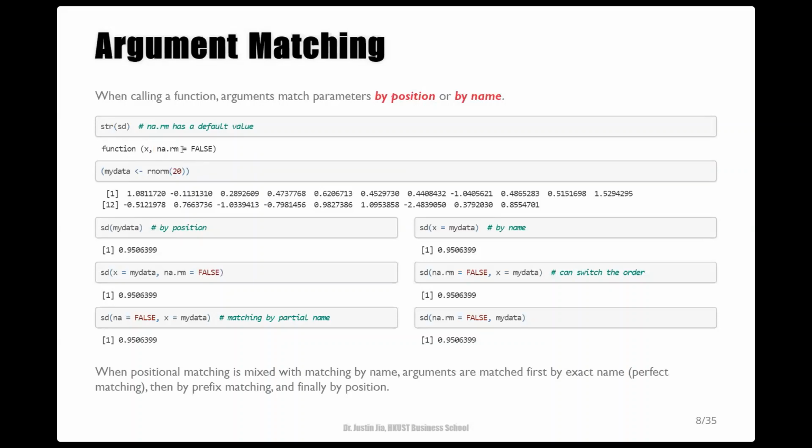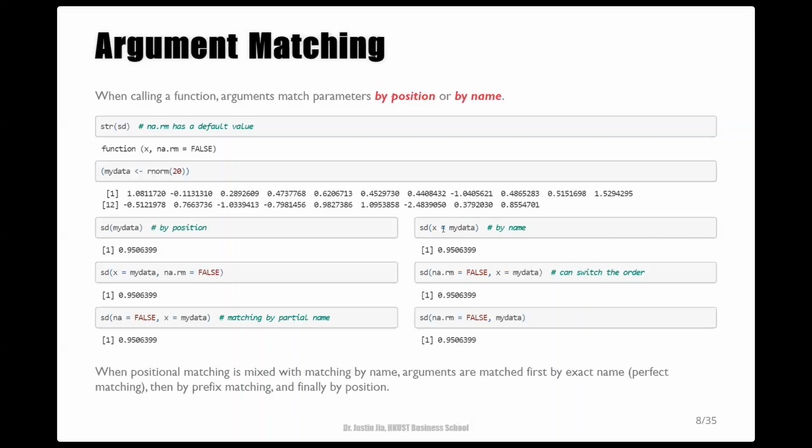To see the effect of argument matching, let's first create a numerical vector for parameter x using this random number generator function. It draws 20 random numbers from the standard normal distribution, and the output is like this. In the first example, I rely on positional matching. Then, my data is matched to the first parameter, which is x. And in the second example, I depend on matching by name. Here, I use this familiar form to name this argument referred to by my data.